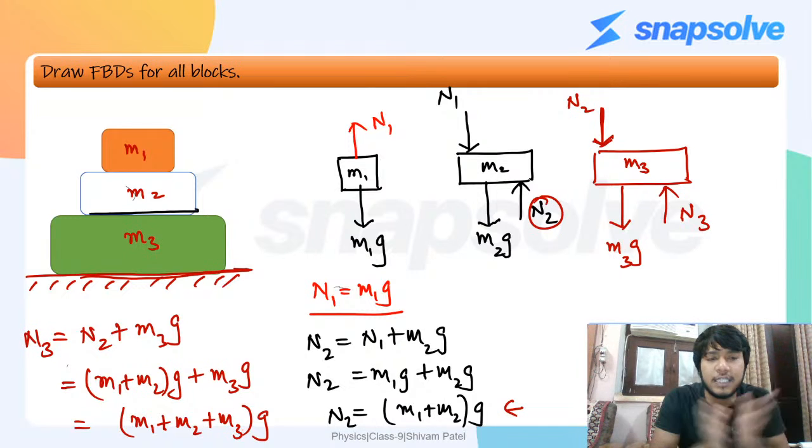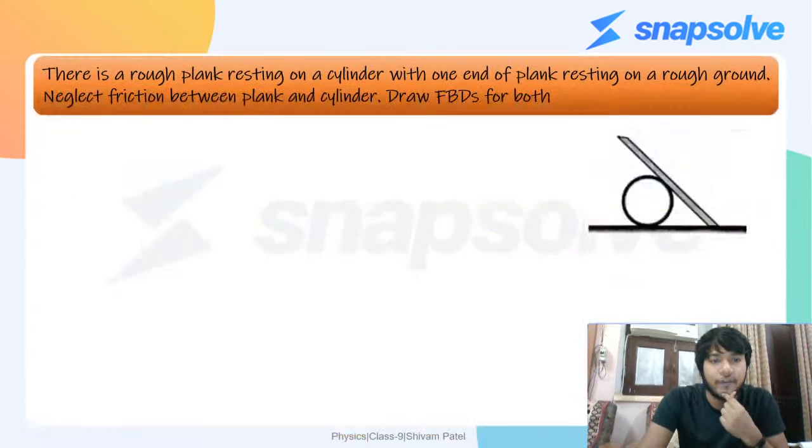Is it clear to all? जल्दी से बताओ clear हुआ या नहीं हुआ? So we got the free body diagrams, and we additionally got the value of normal reaction forces at each and every surface. Clear hai? Right? Let's do few more questions on free body diagrams.